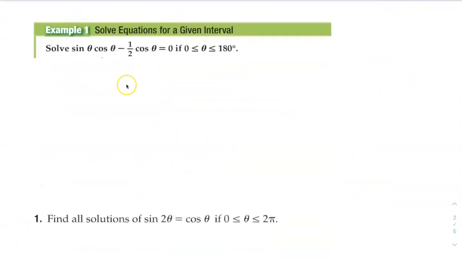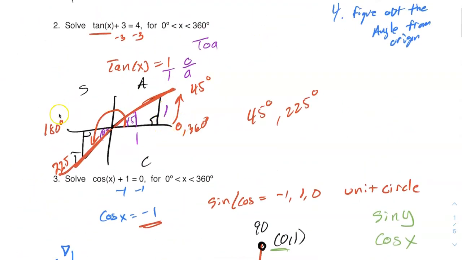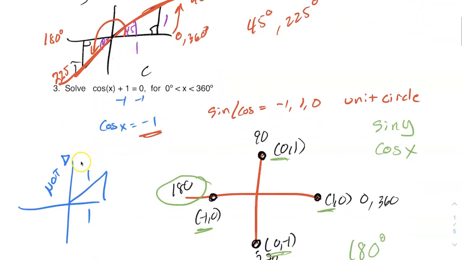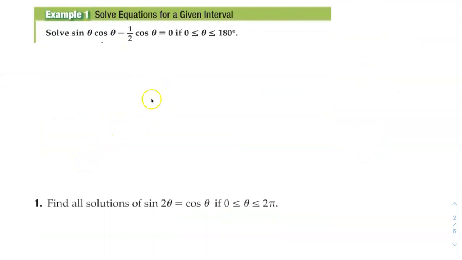So this one's a little fancier. It's not just a basic one. And second, notice the domain. The only one from 0 to 180. If you look at the one we had up here, not this one, this one, 0 to 180 is this top half. So my answer actually only would have been 45. This would have been too big. So keep that in mind when they specify the domain.